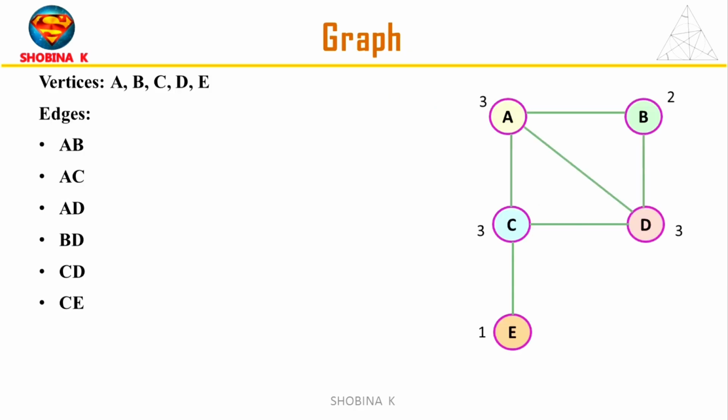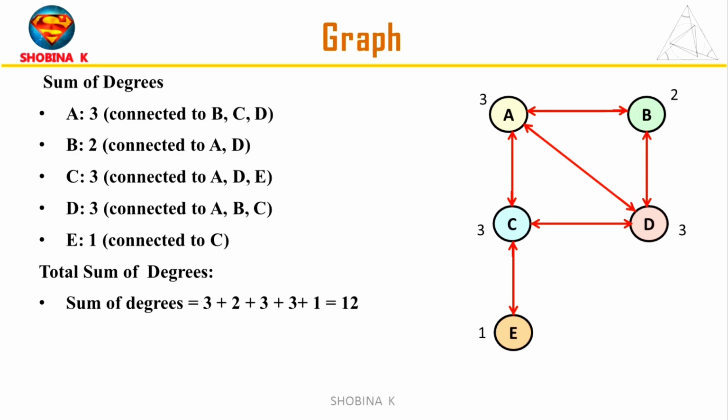Now let's see an example. Consider a graph with vertices A, B, C, D and E, and its edges are AB, AC, AD, BD, CD, CE. Calculate the degree of each vertex. A is 3, which means it is connected to B, C and D. B is 2, it is connected to A and D. C has 3, it is connected to A, D and E. Similarly, D's degree is 3 because it is connected to A, B and C. E has 1 as it is connected to C.